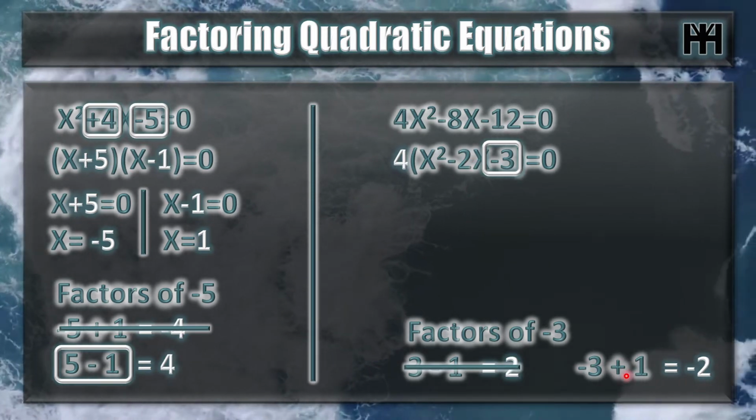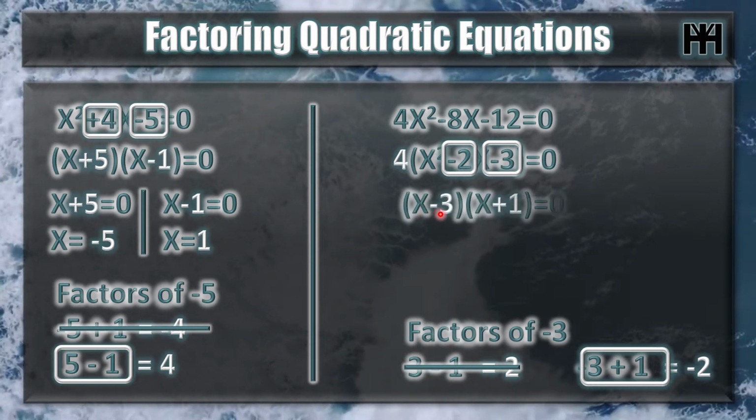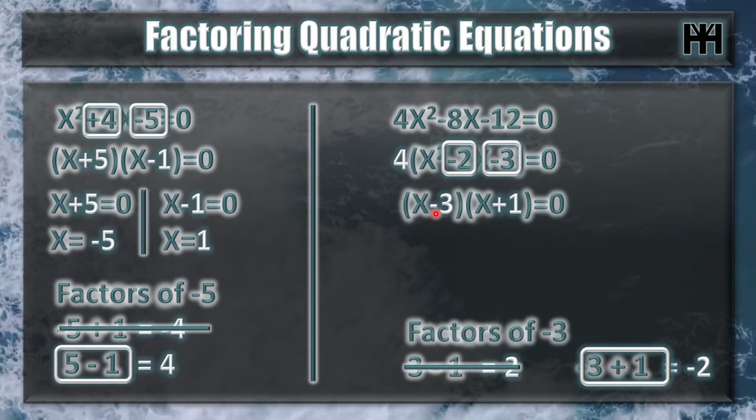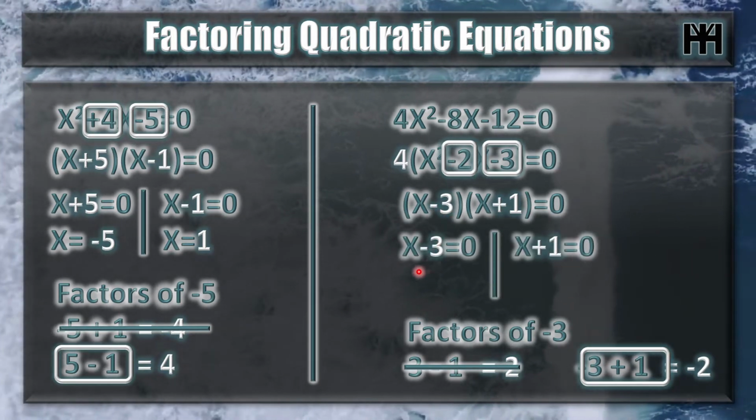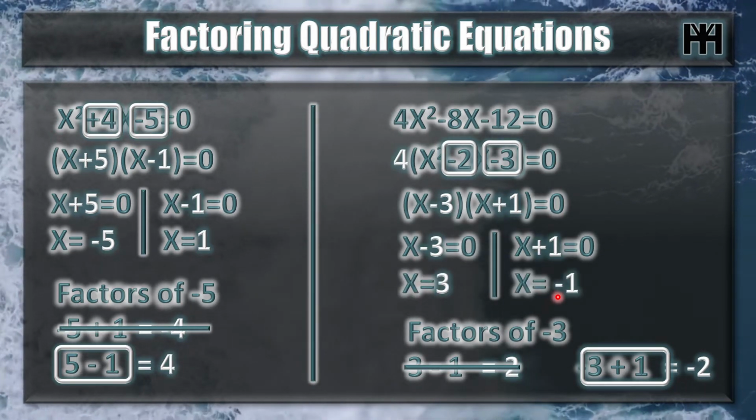So these are our two factors here. We'll take them. So it's x minus 3 and x plus 1. So it's whether x minus 3 is equal to 0 or x plus 1 is equal to 0. So x here is equal to 3 and x here is equal to negative 1.